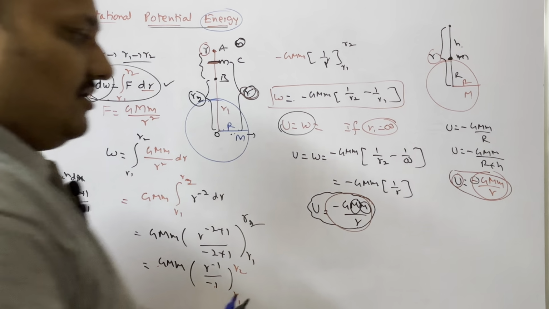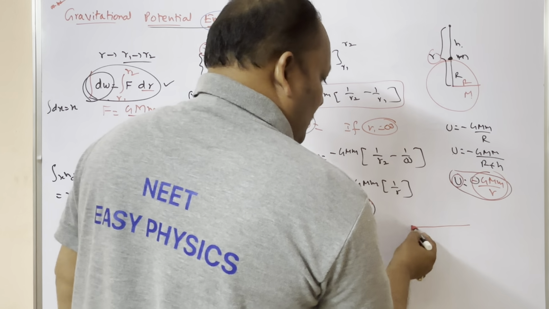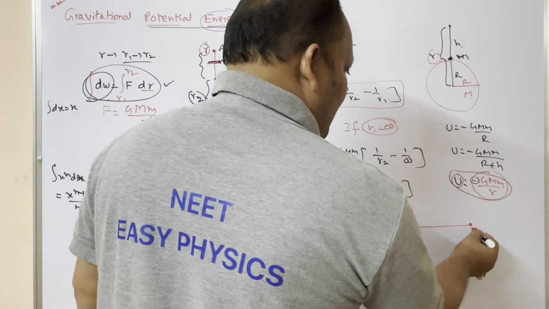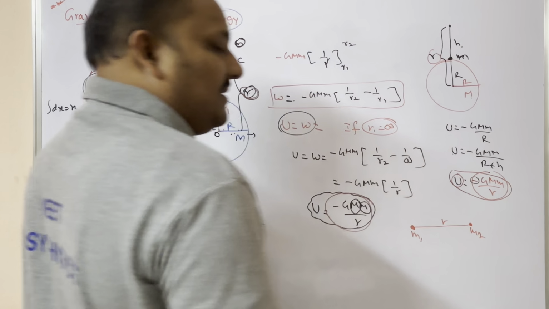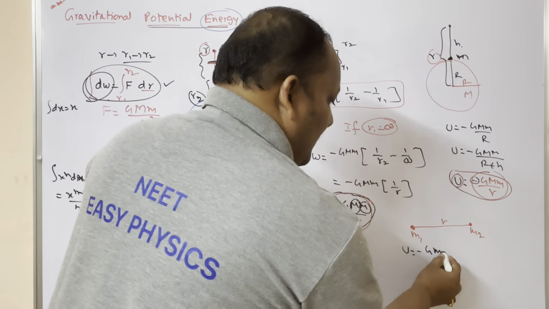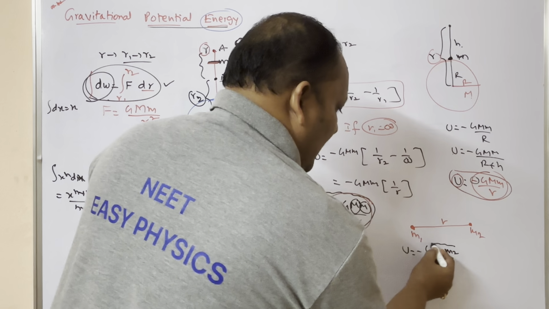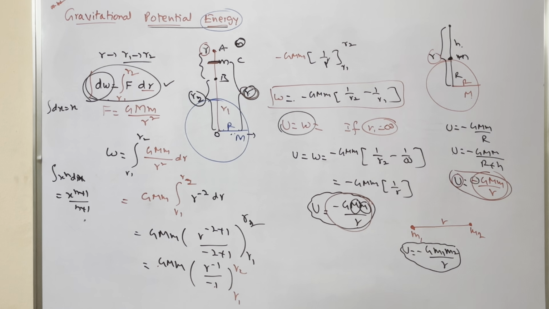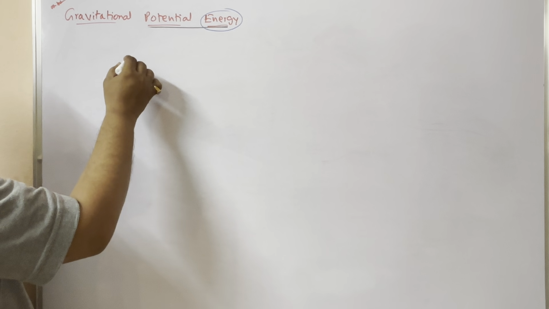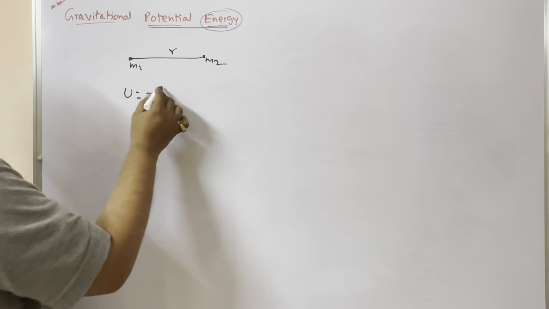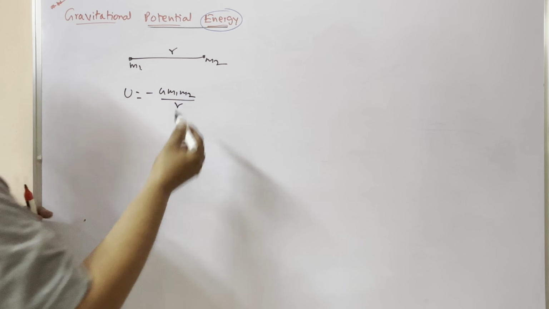Now if we are taking two masses, let us assume at your home, one bucket is there, mass m1, and one TV is there, mass m2, both separated by distance r. Then what is the gravitational potential energy between these two? Minus G m1 m2 by r. So this is the gravitational potential energy form. If two masses m1 and m2 are separated by distance r, the gravitational potential energy is minus G m1 m2 by r.